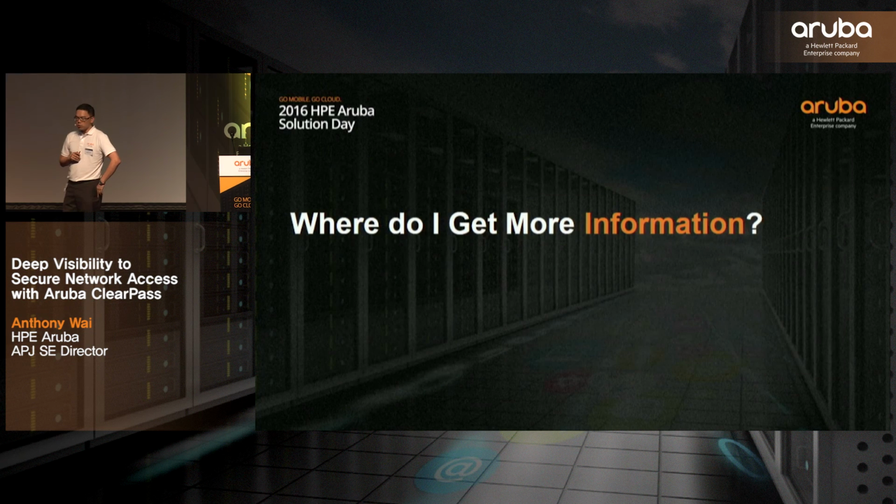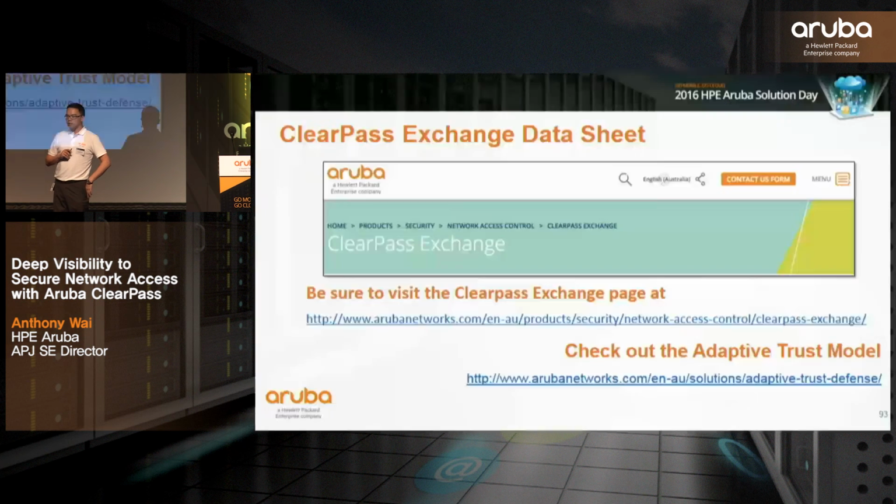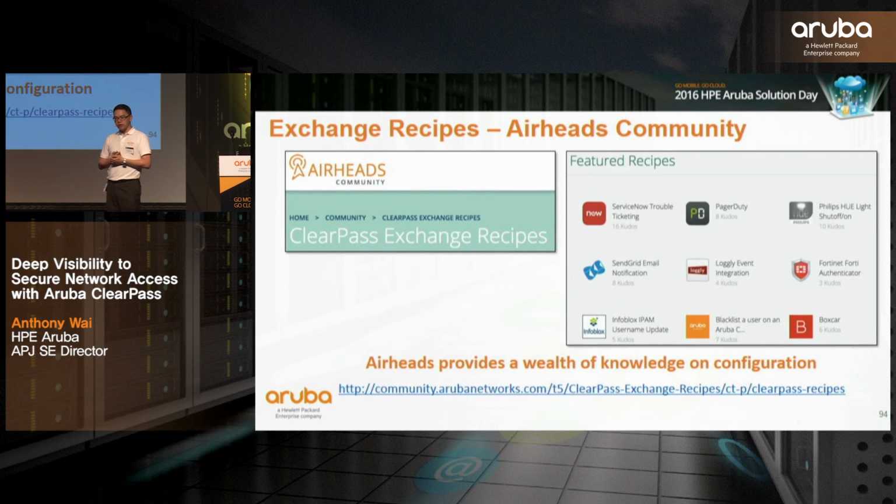All this information you can get on the websites. If you go to the Aruba websites, you'll find information on the ClearPass data sheets telling you details of who our partners in the ecosystem are and what we offer. You can also go to the Airheads community, where it tells you different recipes from our ClearPass Exchange partners. People who invented a script can share it with the community, like how you can change the color of a Philips Hue light bulb. And you can also exchange your information on the community.